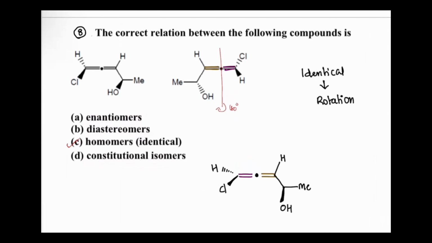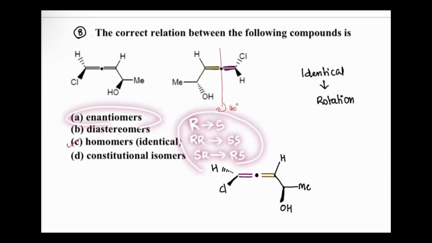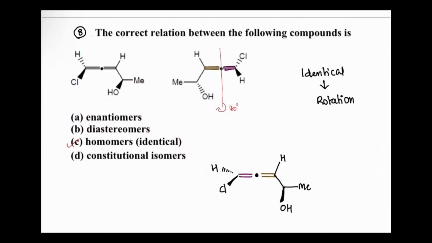Suppose you are having one chiral carbon and it is R, and in the next molecule the stereochemistry of this chiral carbon is S. That means R is converting to S. Or suppose in the first molecule you are having RR, but in the second molecule it is converting to SS. Suppose in the first molecule you are having SR, but in the second molecule it is converting to RS. In all these cases, it will be enantiomer. And if we are not getting enantiomer, then it will be diastereomer.